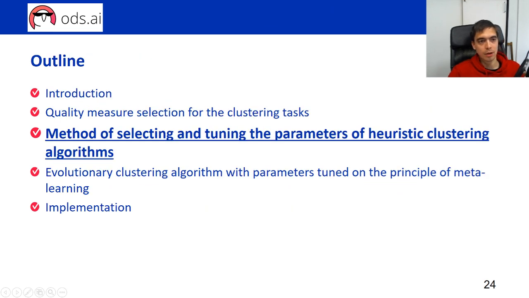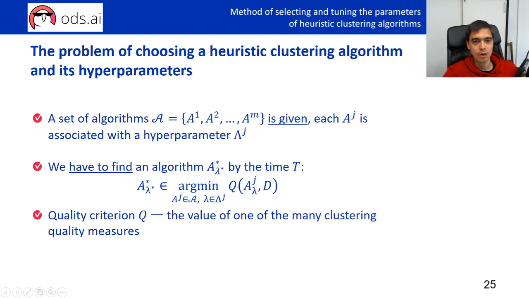Okay. So earlier we considered the problem of assessing the quality of clustering. Then we turned to the description of the proposed method for choosing and tuning the hyperparameters of the heuristic clustering algorithm based on reinforcement learning. So what do we have? We have many algorithms. Each of them is associated with the corresponding space of hyperparameters. So for a fixed time t, we should find an algorithm that is optimal in terms of the value of a given measure of clustering quality.